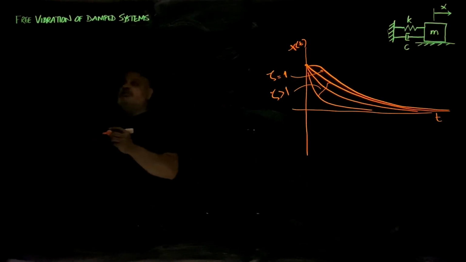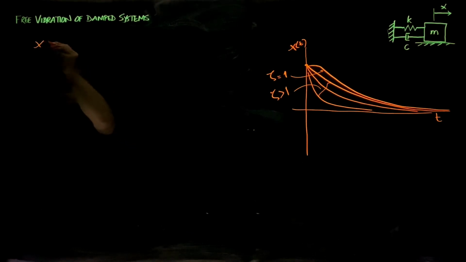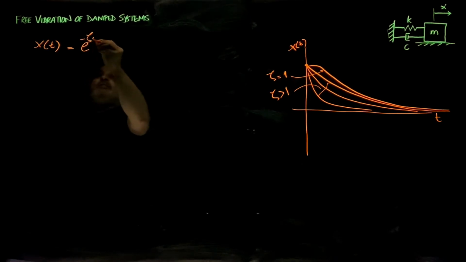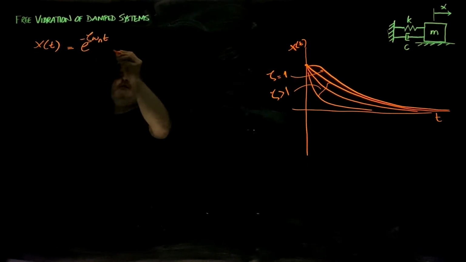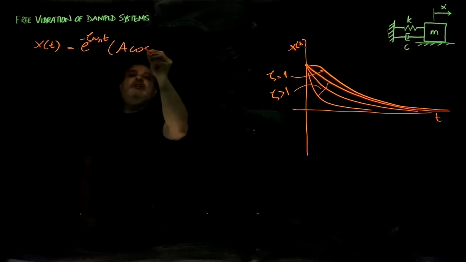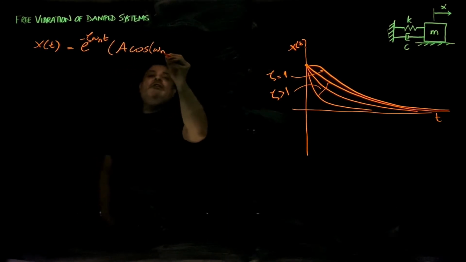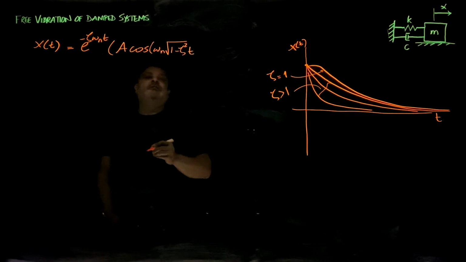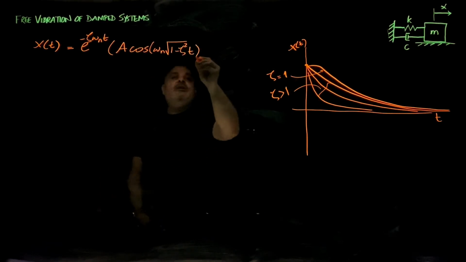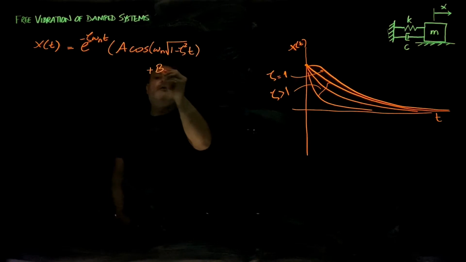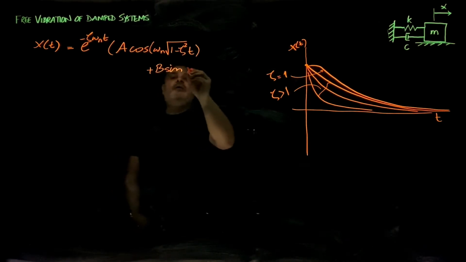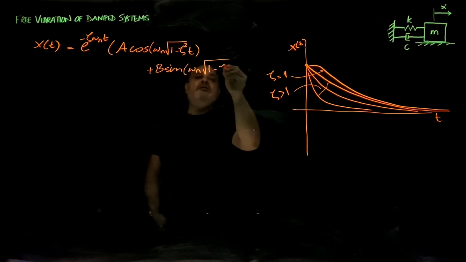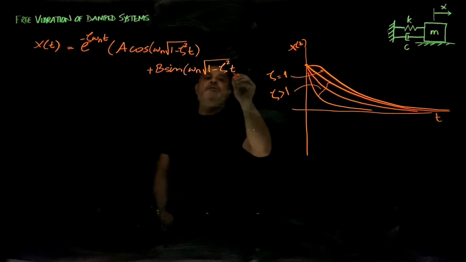Replacing the two exponential terms by sine and cosine functions, I would have e to the power negative zeta omega n t, times a cosine of omega n square root of 1 minus zeta squared t, plus b sine of omega n square root of 1 minus zeta squared t.